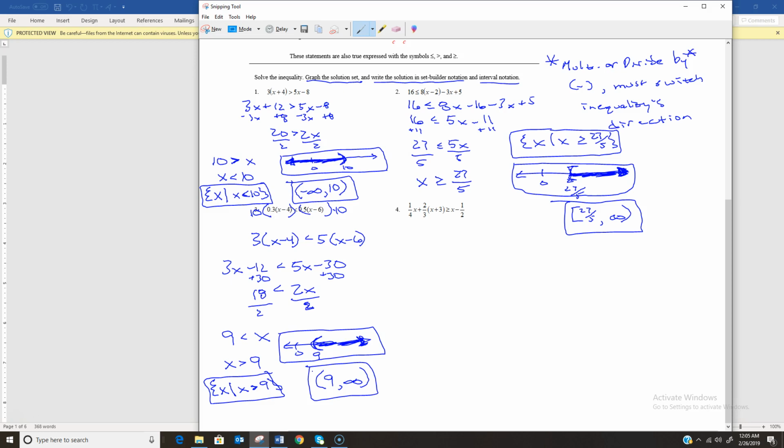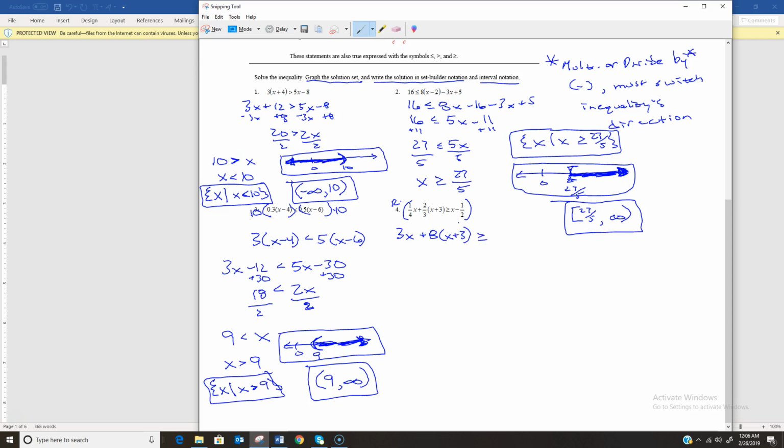Okay, so on this next one we have no decimals to clear out, but we do have fractions to clear out. So we're going to get rid of the fourth and the third and the half by multiplying everything through by 12. So 1/4 times 12 is 3, so I get 3x. 12 times 2/3 would be 8, because that's 24 divided by 3, which is 8. So this is plus 8 times x plus 3.